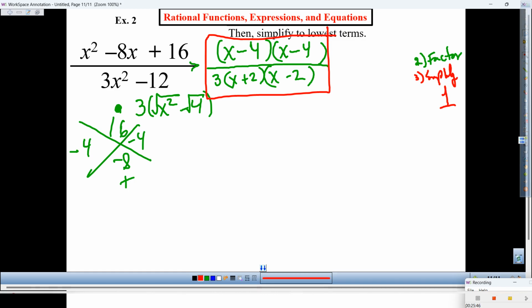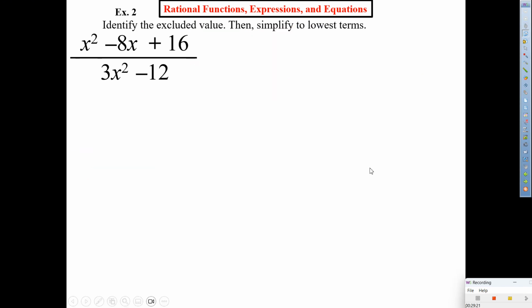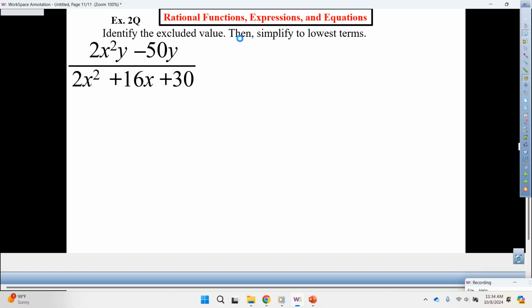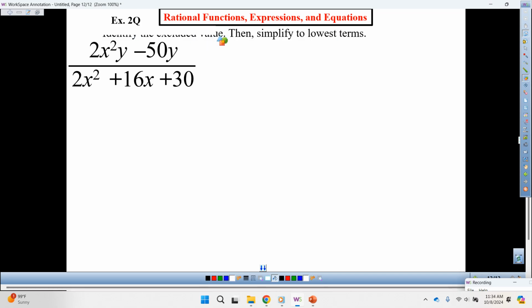All right, not bad, not bad. Send me your notes. There goes another one. Example 2Q: 2x squared y minus 50y over 2x squared plus 16x plus 30. And for this one, I only want it simplified. I don't want the excluded value.